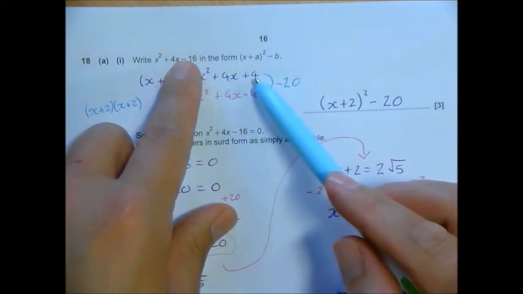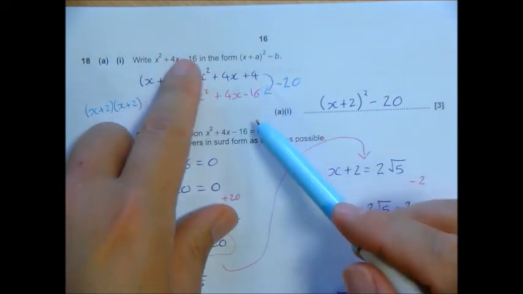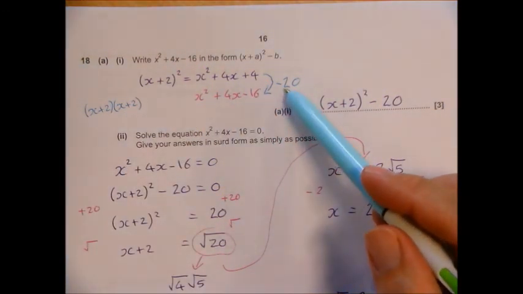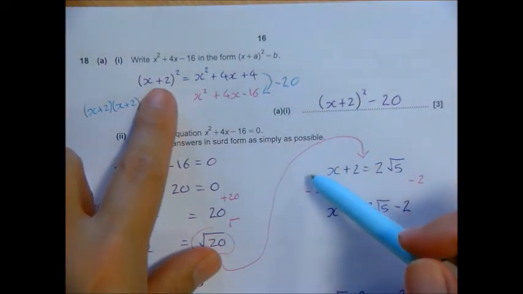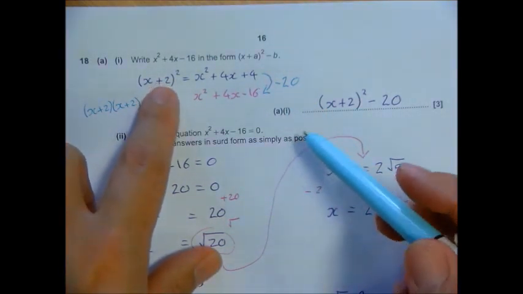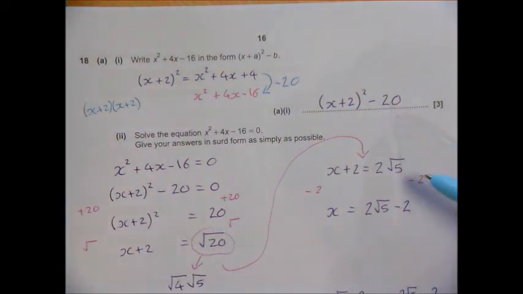So how do you get from positive 4 to minus 16? You need to subtract 20. So the answer it's looking for is (x plus 2) in brackets, all squared, minus 20. And that will get you the 3 marks. It's worth asking your teacher how to do that skill, because it comes up pretty much every year.